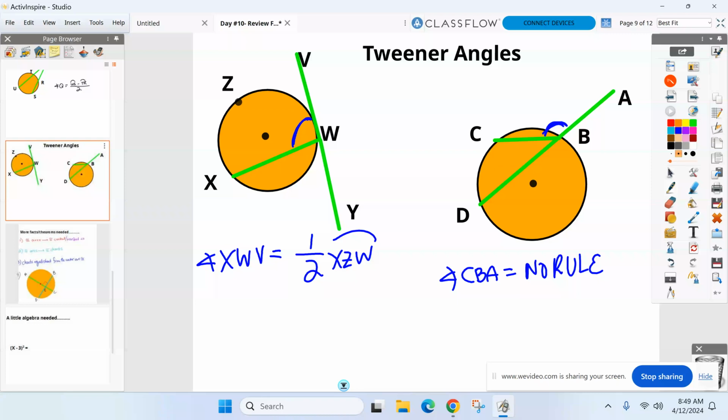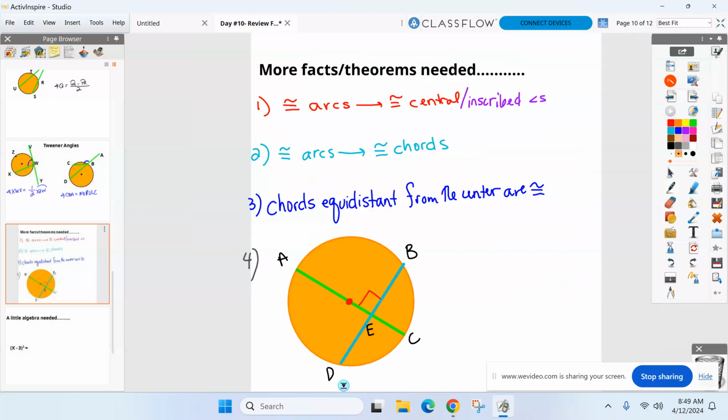So that's all your angles in a circle, those last 3 slides there. That's all the angles in a circle I could have you find. Next page here. I wrote down a couple more facts that we've done that could be used in a proof. If the arcs are congruent, so are central angles, inscribed angles, and chords.